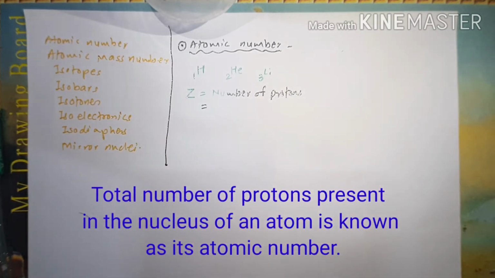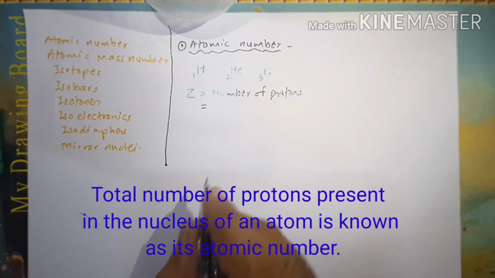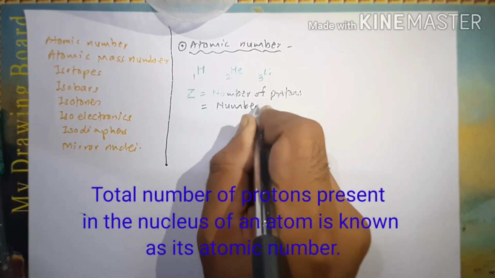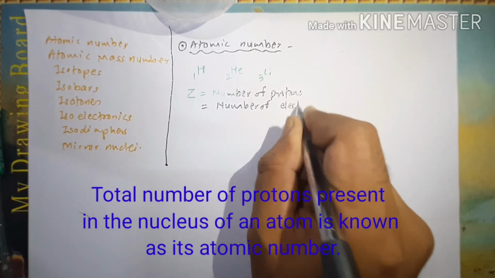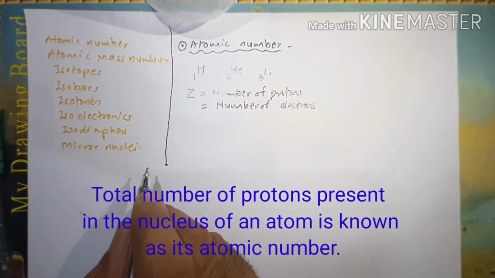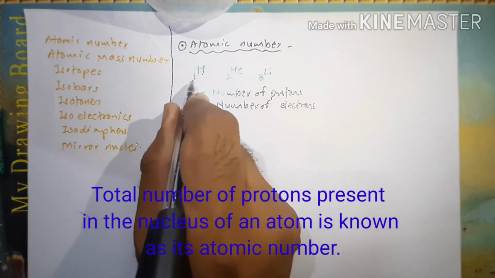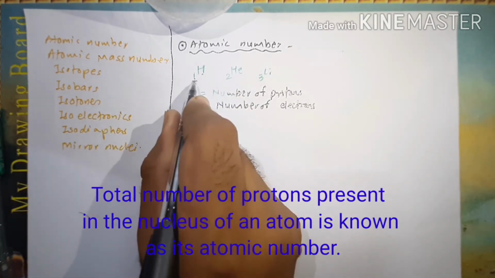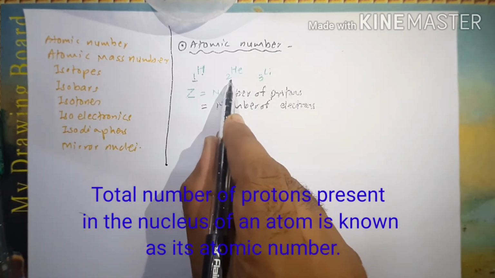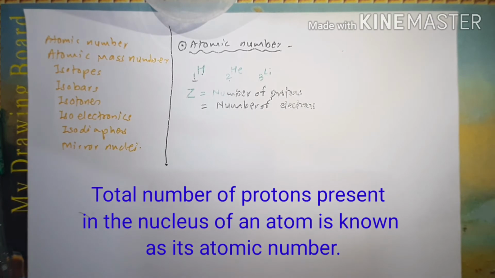An atom is electrically neutral, that's why the total number of protons is equal to the total number of electrons in an atom. When we say the atomic number of hydrogen is 1, it means hydrogen consists of 1 proton and the number of electrons is also 1. Helium atomic number 2 means helium consists of 2 protons and 2 electrons are revolving around the nucleus of helium.